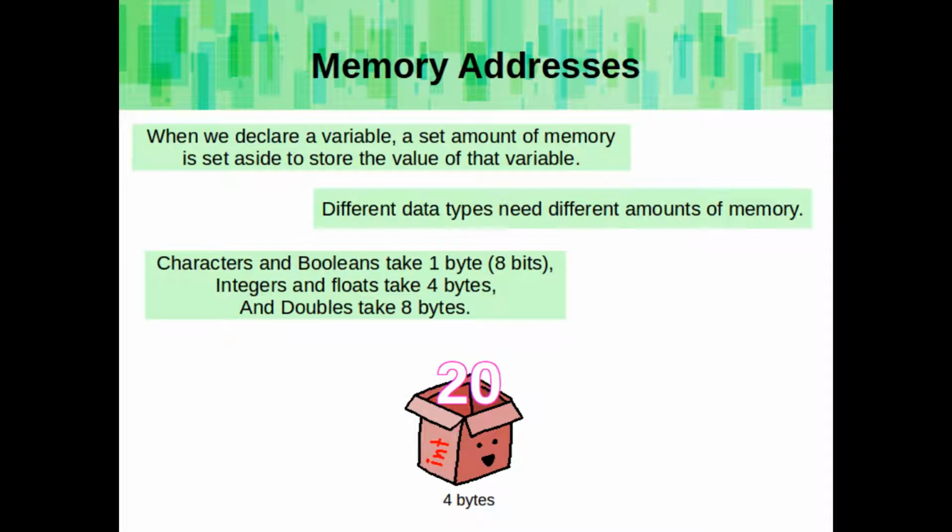When we declare a variable, a set amount of memory is set aside to store the value of that variable. Different data types need different amounts of memory. Characters and booleans take 1 byte, or 8 bits. Integers and floats take 4 bytes, and doubles take 8 bytes.